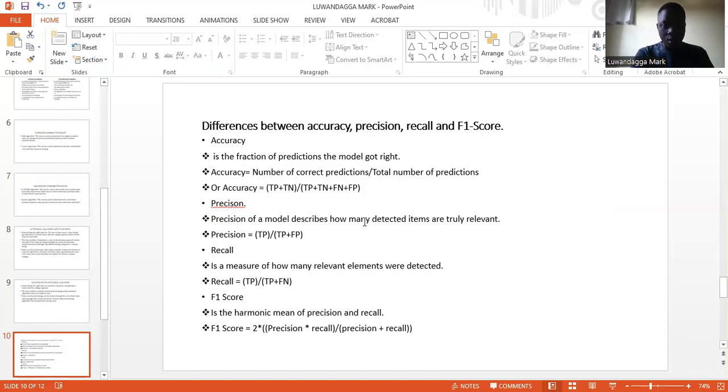Precision in a model describes how many detected items are truly relevant. The formula for calculating precision is true positives divided by true positives plus false positives. Then recall is a measure of how many relevant elements were detected. Recall is equal to true positives divided by true positives plus false negatives. F1 score is the harmonic mean of precision and recall. So F1 score is equal to 2 times (precision times recall) divided by (precision plus recall).